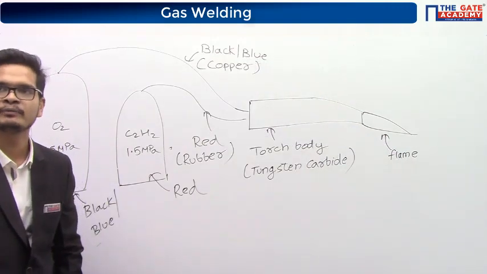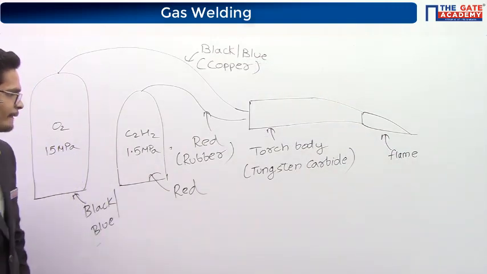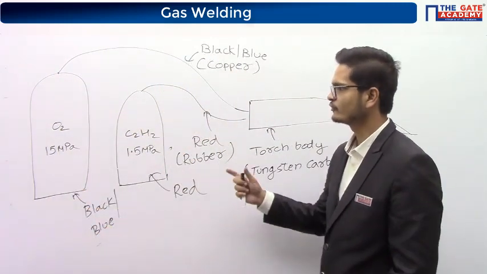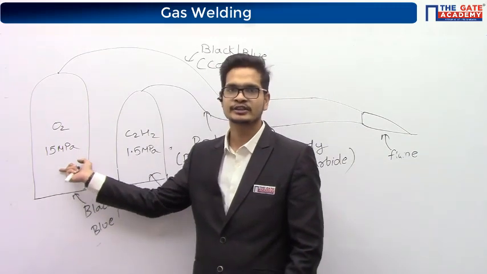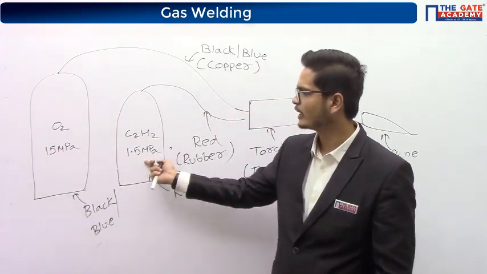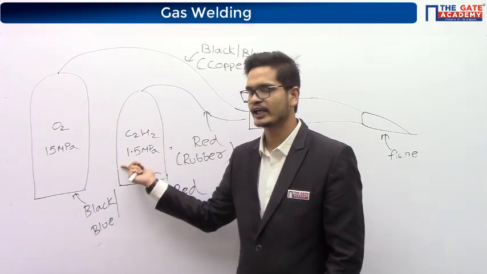Okay, I'll dictate everything. Please copy the diagram first. I'll dictate the entire thing together. First, one more thing you have to understand. Why am I taking oxygen at 15 megapascal, and why am I taking acetylene at 1.5 megapascal?